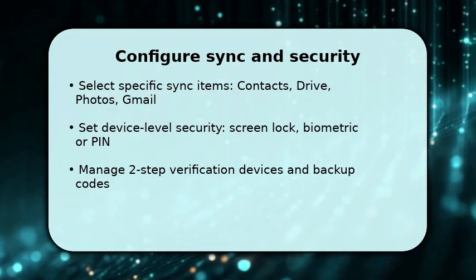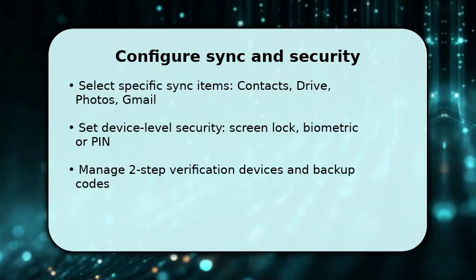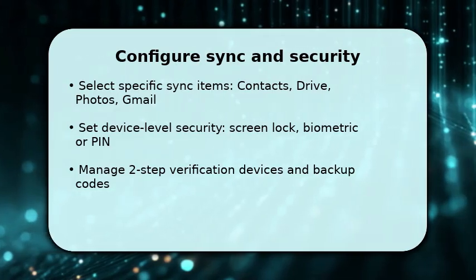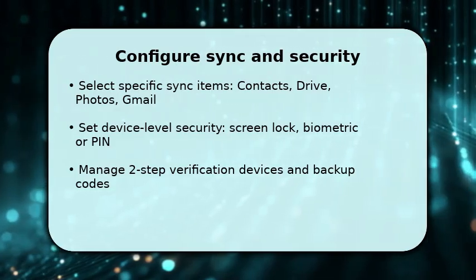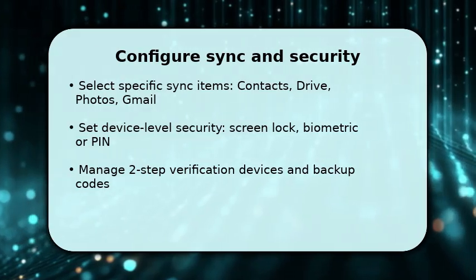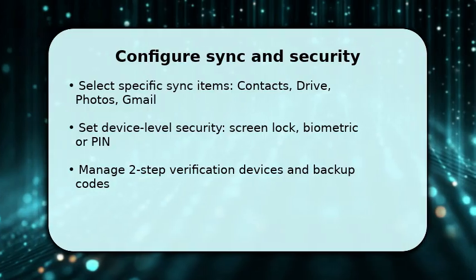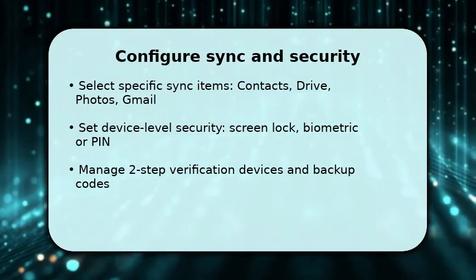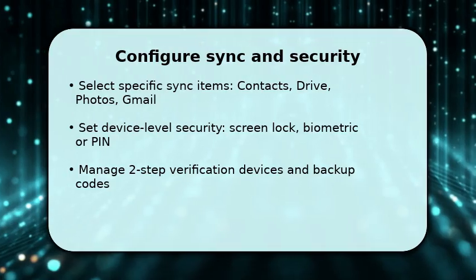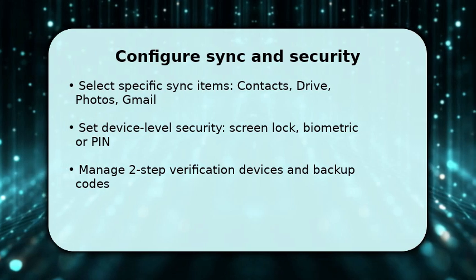On each device, open Accounts > Google > Account Sync and toggle which data to mirror. This prevents unnecessary duplicates while keeping essential info synced. Next, go to Security > Two-Step Verification and verify trusted devices. Add backup codes in case one phone is unavailable. Make sure screen lock and biometric options are enabled on both phones to protect.